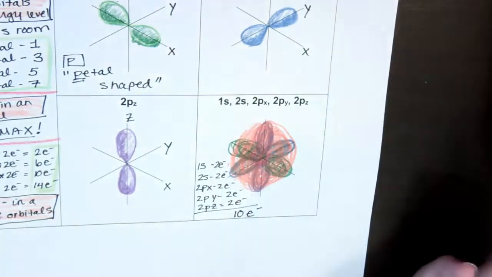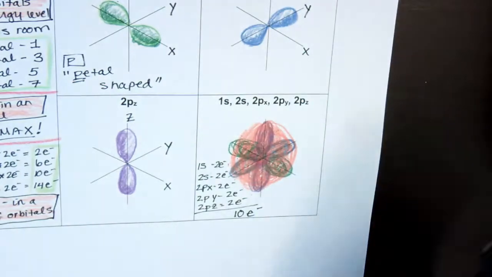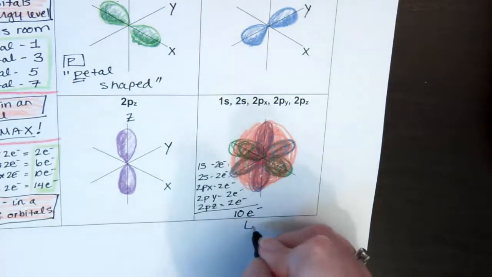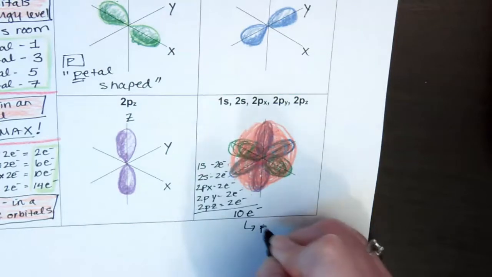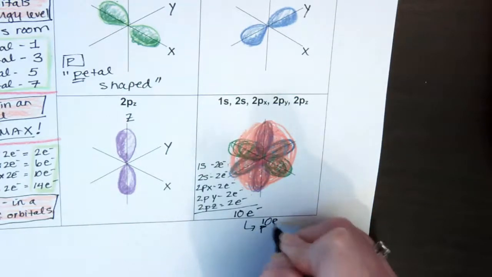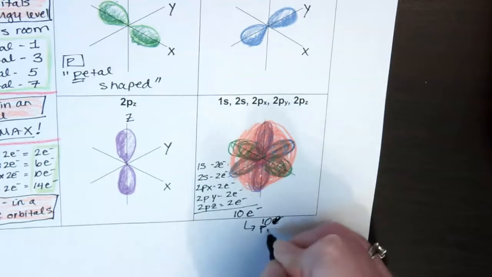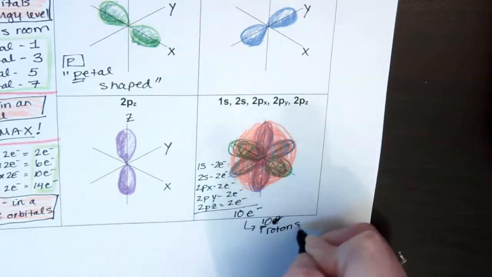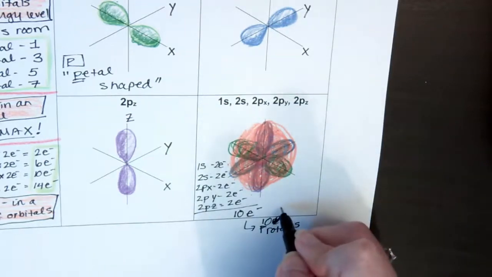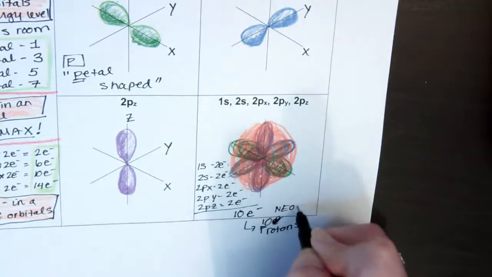And because you're not told otherwise, you can assume that this is neutral. So 10 electrons is going to tell me that there are 10 protons, which means this is neon.